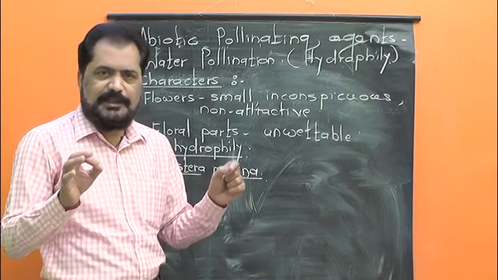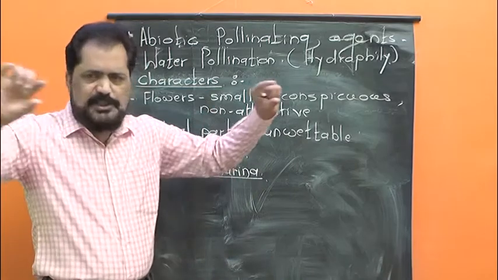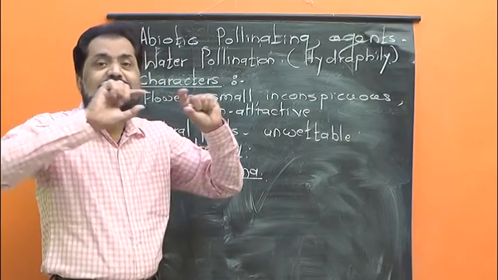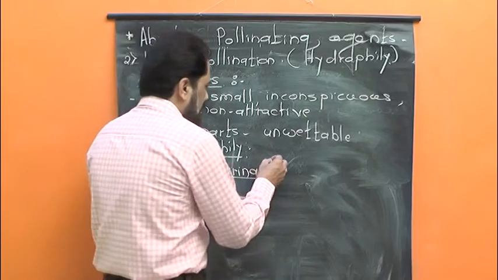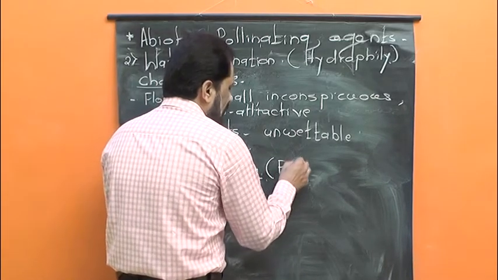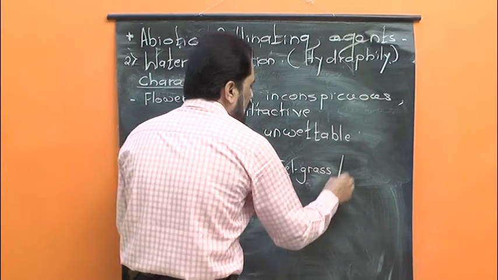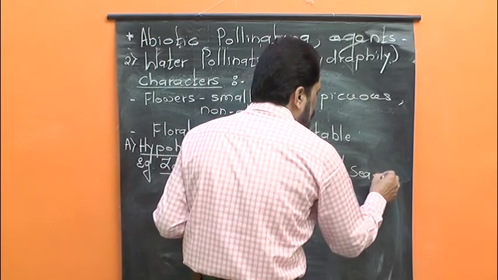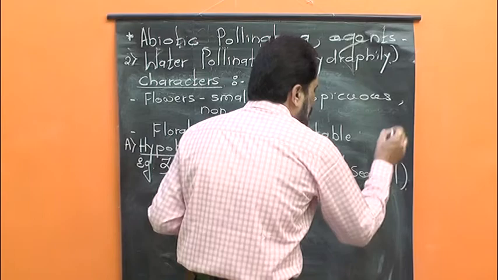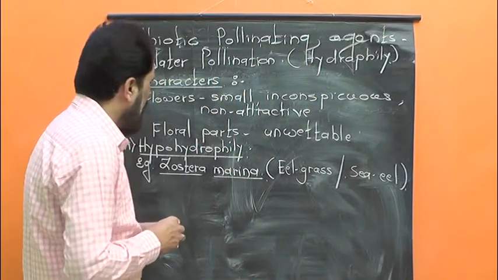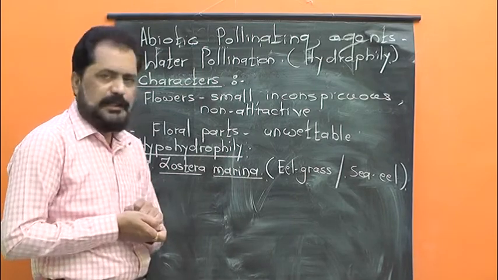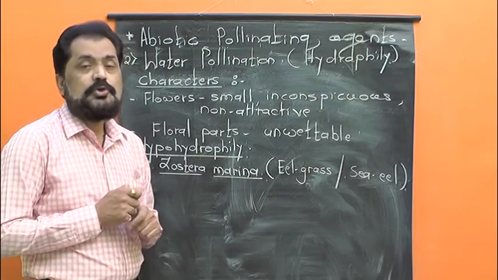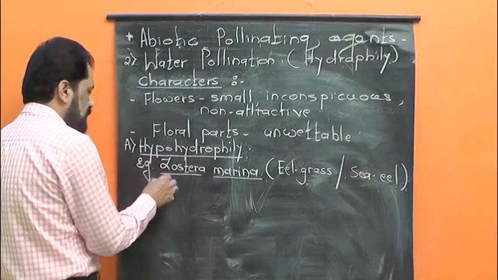You might know the eel. It is one of the aquatic animals. Its body is elongated, just like our belt. The leaves of this plant are eel-like, and that's why this plant is also called eel grass, or it may be called sea eel. Different names are given there. Now, just as I said, Zostera marina is a marine submerged plant. It is a monoecious plant.